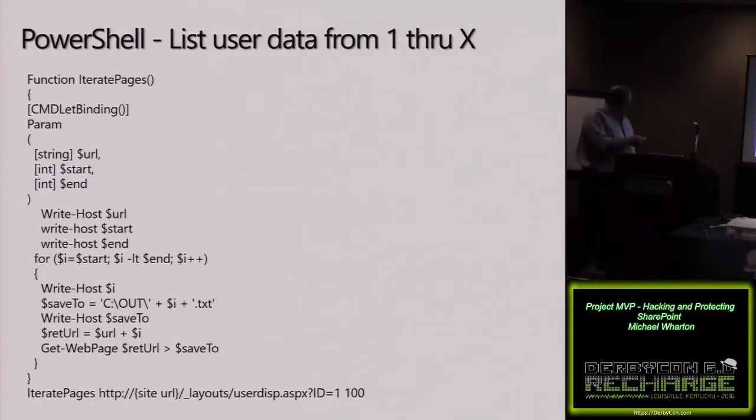And this is that PowerShell I was referring to earlier, where we can list all the data 1 through X. This is a function in PowerShell where you can iterate through the pages, and then you pass the string to it. Here's the iterate pages. I specify the site URL. I say layouts user disp.aspx and say 1 through 100, and then it'll list all the users that it finds 1 through 100.